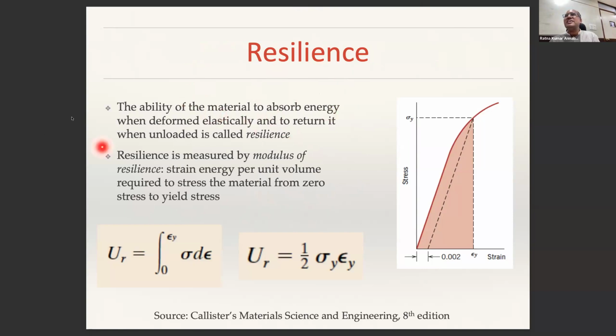Resilience is the ability of the material to absorb energy within the elastic regime. So you know that if you draw the 0.2% offset strain line, this is your sigma y. Below this stress, everything is elastic. So the area under the stress strain curve up to that is what we call resilience of the material or modulus of resilience. It is the strain energy per unit volume required to stress the material from 0 to the yield strength of the material.